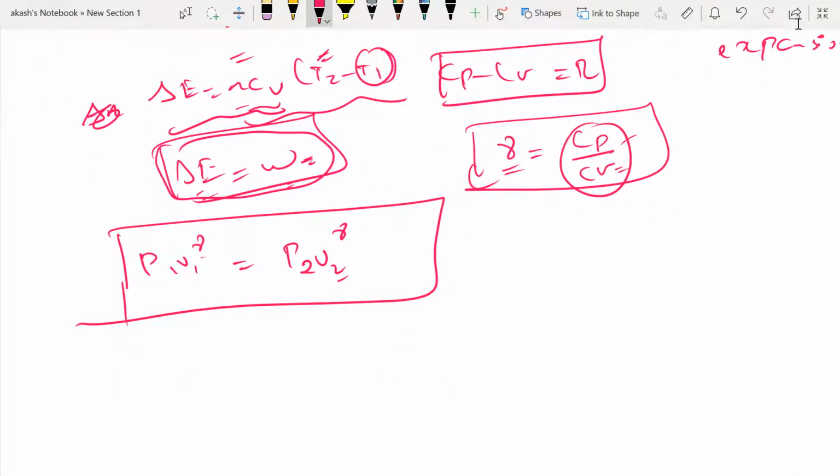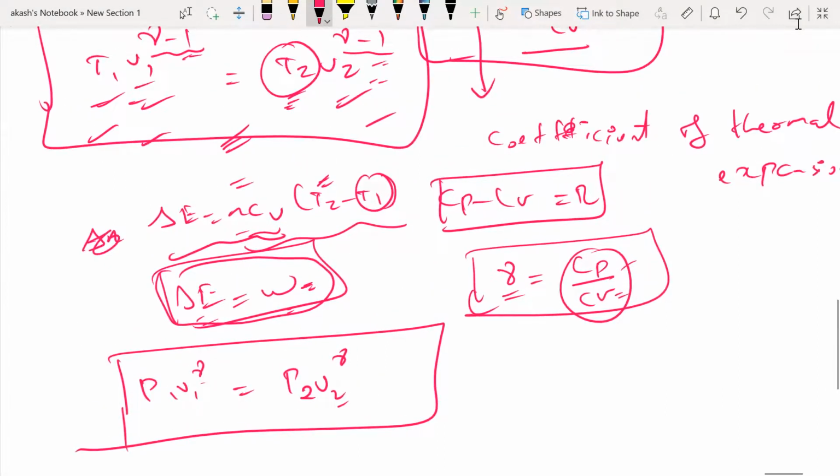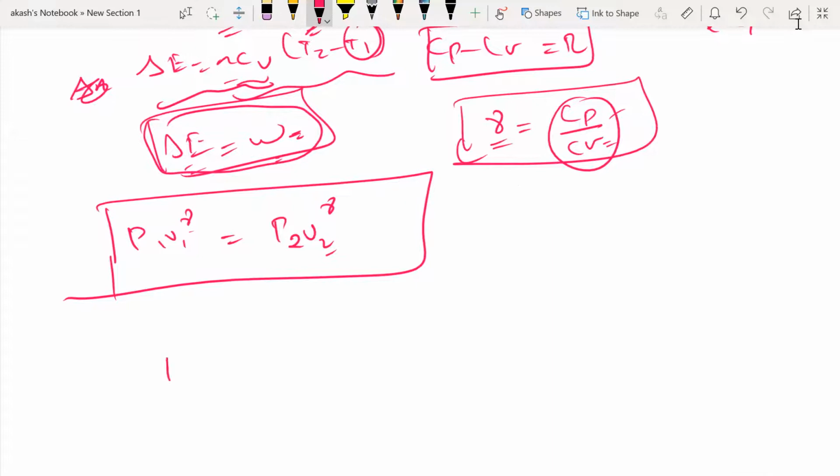And we have another relationship between pressure and temperature. We saw temperature-volume and pressure-volume. Now we can have pressure and temperature also. It will be P power 1 minus gamma, T power gamma. I forgot, what is this relationship? I think this is what is there: P1 power 1 minus gamma, T1 power gamma is equal to P2 power 1 minus gamma, T2 power gamma.